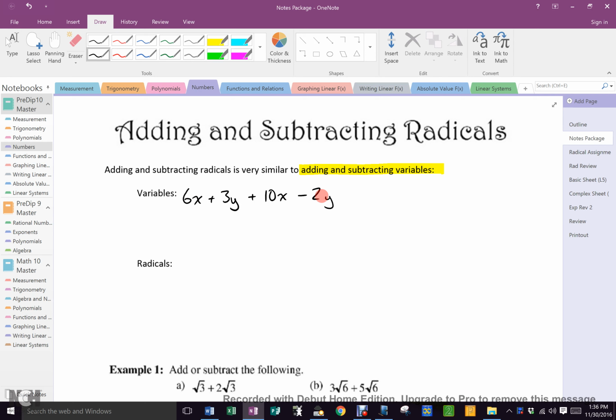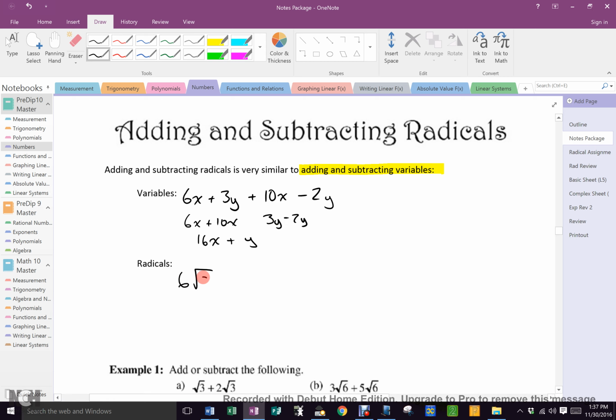And what would you do? What would you put together? You would put 6x with 10x and 3y minus 2y, right? And what would you get? 16x plus 1y, because 3 minus 2 is positive 1 still, right? Everybody cool? You'd all do that in your sleep, right? Oh, you got the right answer without even writing it down, yeah? Okay, now, watch.